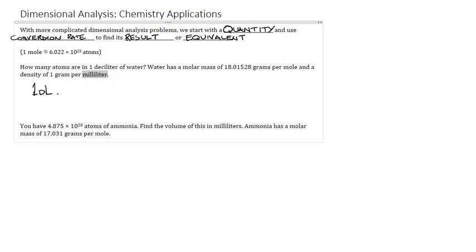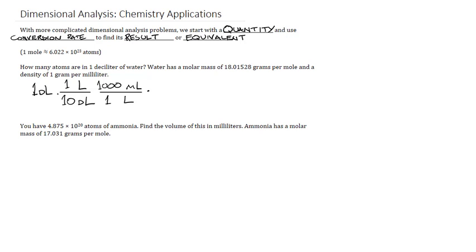If you look on your formula sheet, you'll see that 10 deciliters is 1 liter. You will also see that 1 liter is 1,000 milliliters. We also know that the molar mass of water is that every mole is 18.01528 grams. We also know that the density of water is 1 gram per milliliter. So in this case, I want to replace milliliters with grams, so I'll position those oppositely. And we also see that the two actually turn out to be the same, which is a very handy specific design element of the metric system.